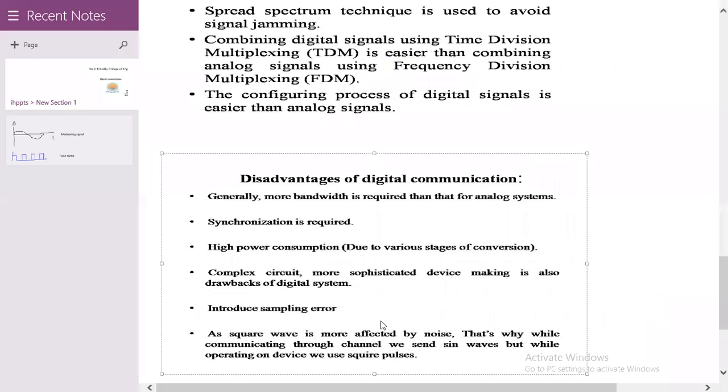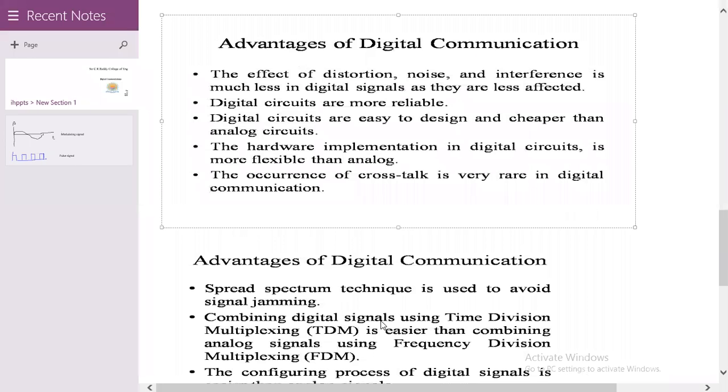And the digital circuits used in the hardware of the communication system are more reliable, more secure, and easy to design. That means integrated circuits can be used here. Whereas in analog communication, linear circuits are used, meaning linear circuit components such as transistors and resistors. Integration of these is not possible in analog communication.